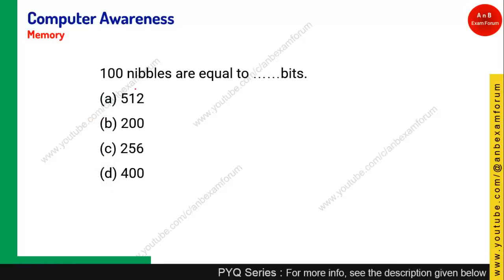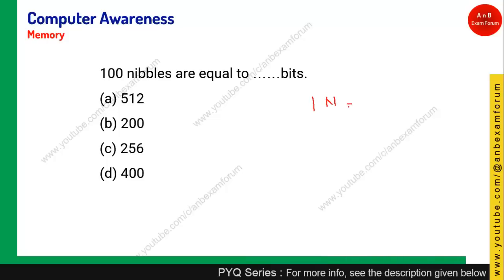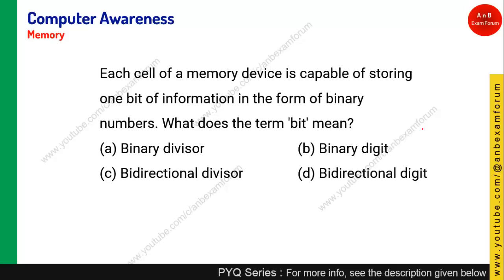Coming to the next question, 100 nibbles is equal to how many bits? We know that 1 nibble, which is half a byte, is 4 bits. So this is just a simple calculation. 100 nibbles will be just the unitary method, 4 into 100, that is 400 bits. Okay, so option D, those who have given it, well and good, they are very good.